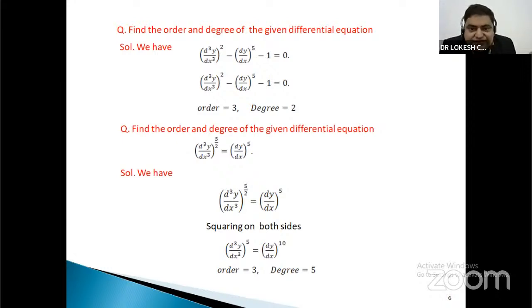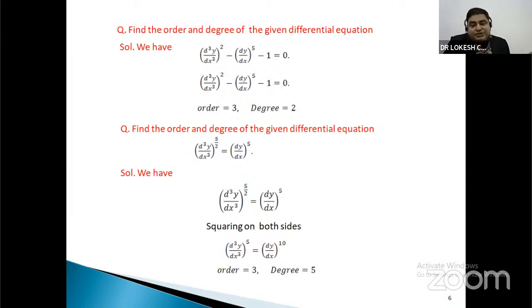Now degree. For degree, we check the power of that highest order derivative. Here d cube y by dx cube has whole power 2. It means here the degree is 2. Now we see another example below, with radical terms. Here the differential equation is (d cube y by dx cube) whole power 5 by 2 equal to (dy by dx) whole power 5.